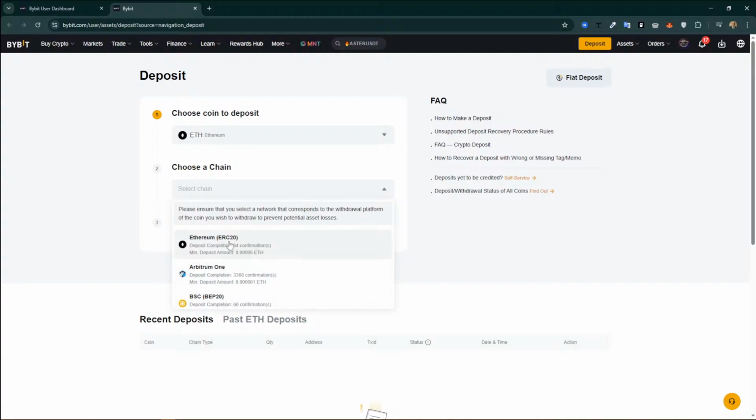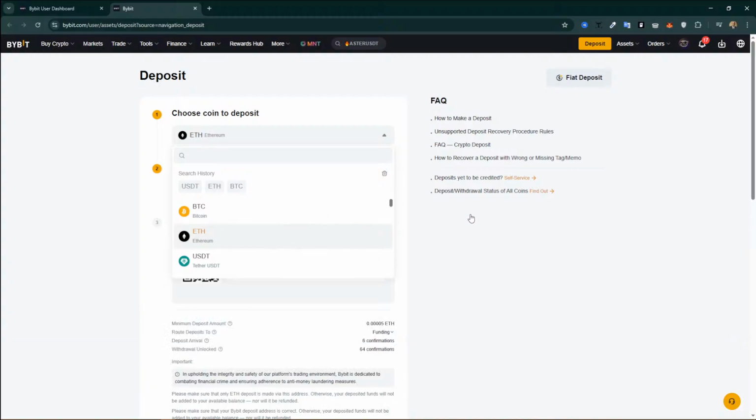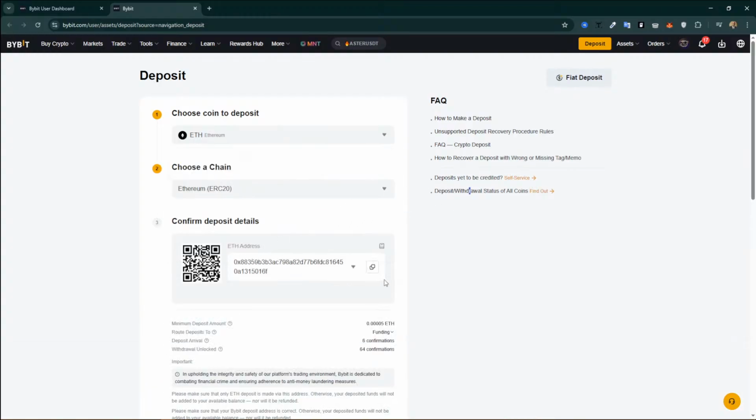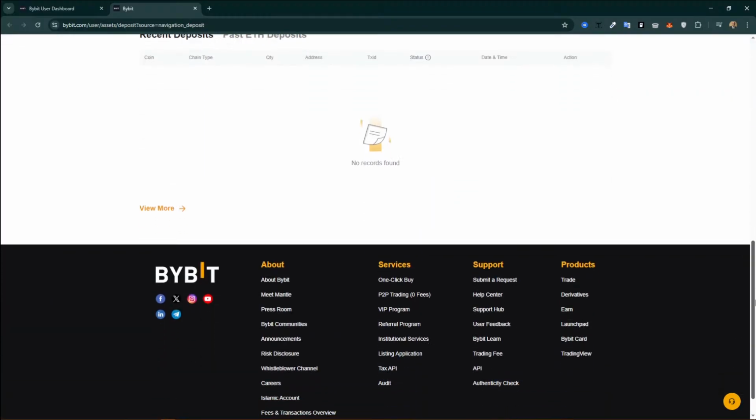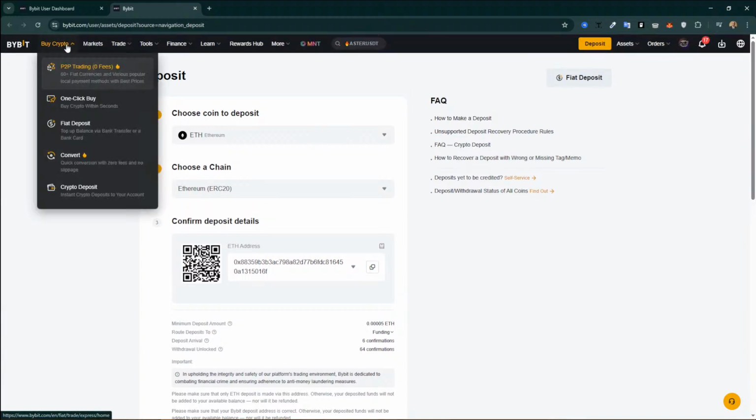So let's go to Ethereum ERC20. You notice we also have Arbitrum and the BNB chain for the Binance blockchain. Okay, and then lastly, you copy the address. So you go to your other wallet where you have the funds and you paste this address and send to this address. That's how you deposit. That's the first method of depositing.